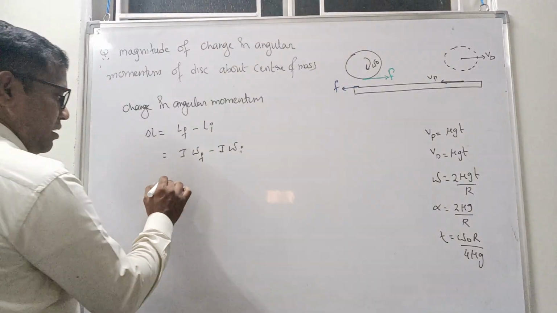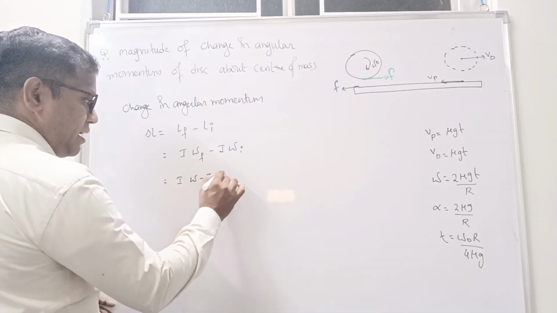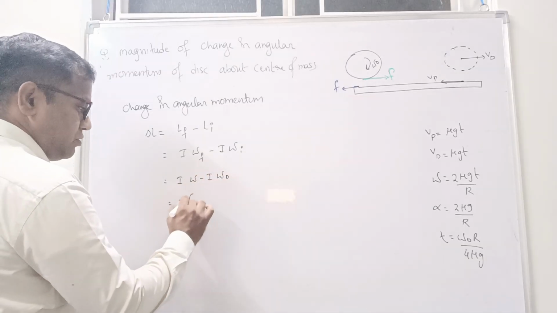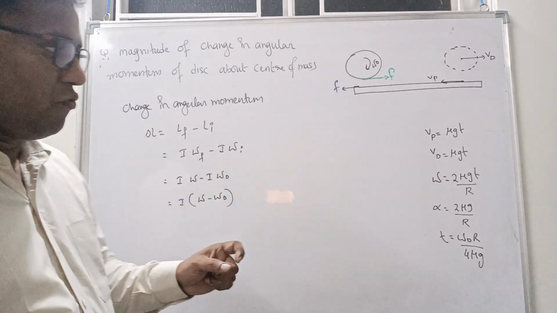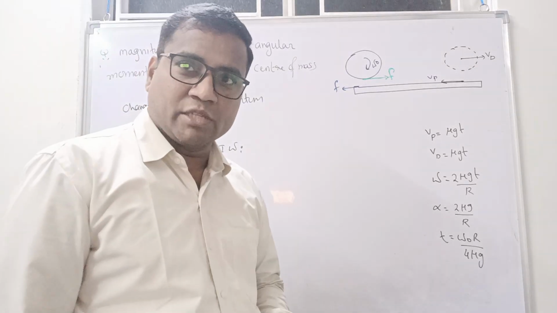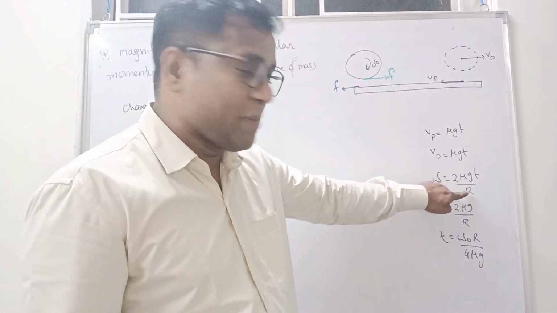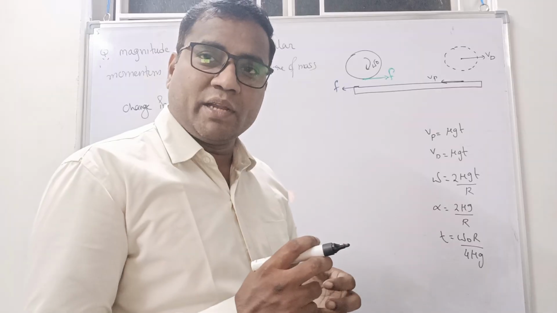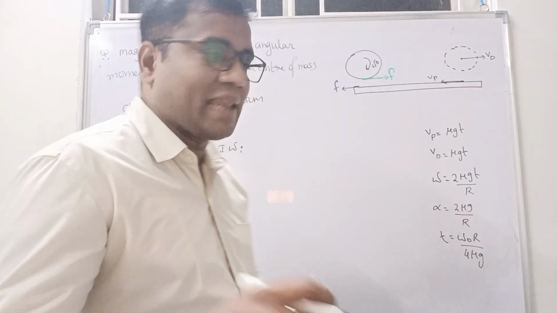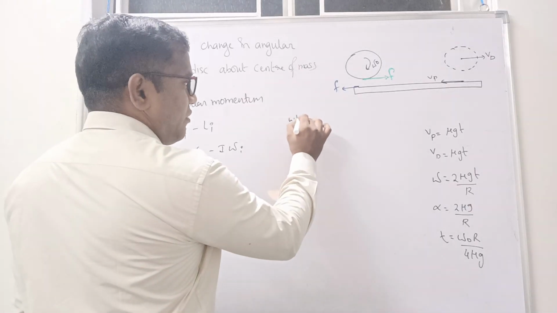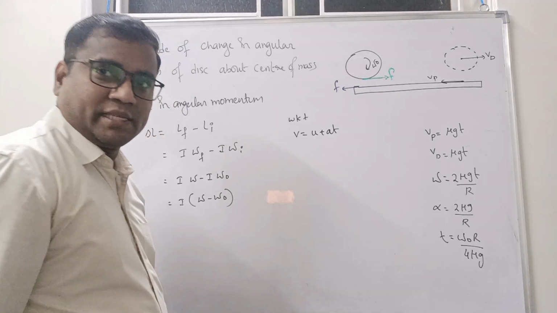So now here I omega minus I omega naught, so I will write I into omega minus omega naught. But here omega is given in terms of 2 mu g t by r. I want to find the final omega in terms of initial omega. How to calculate? We know that v is equal to u plus at.